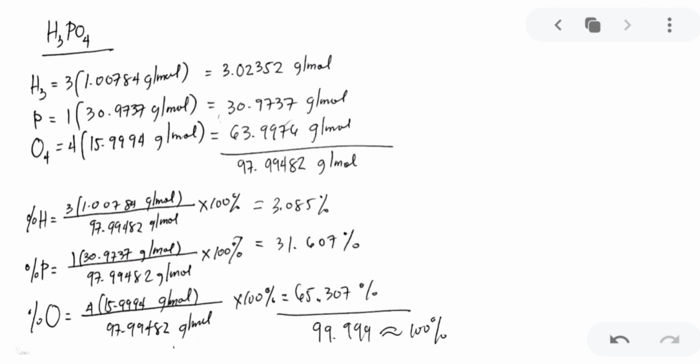So that is how you determine the percent composition of elements in a compound by means of its mass. That is all for this lecture video.